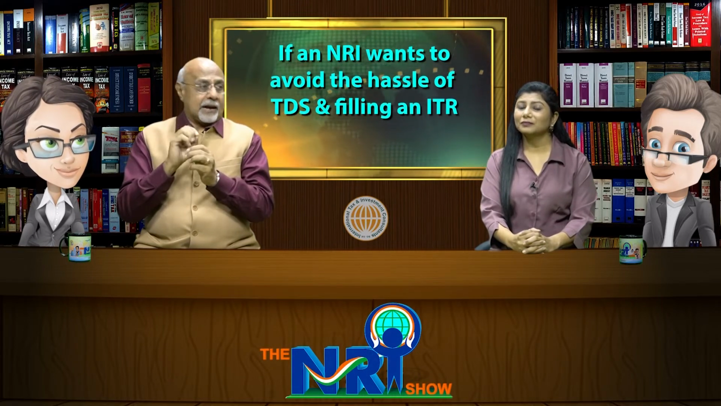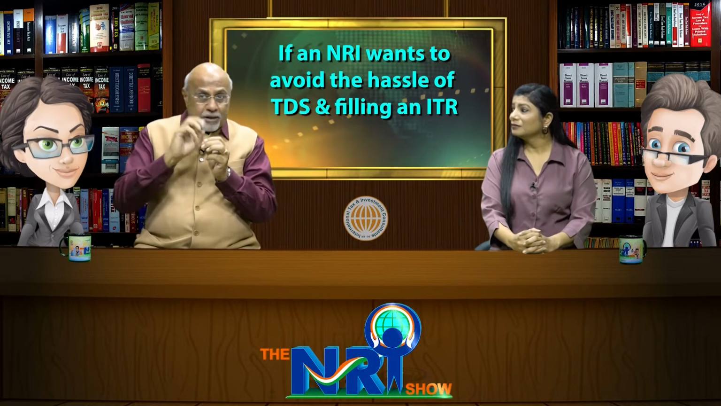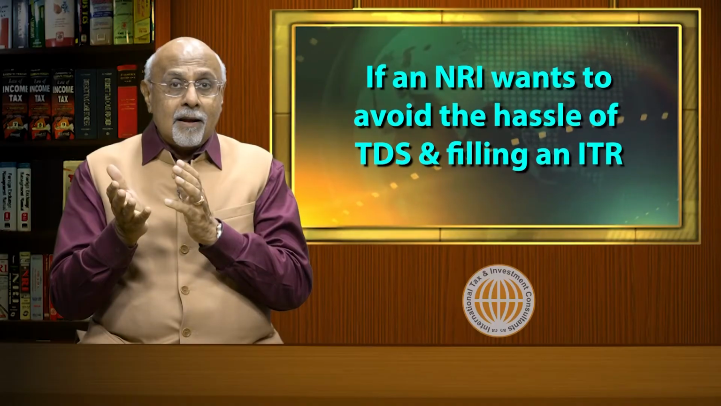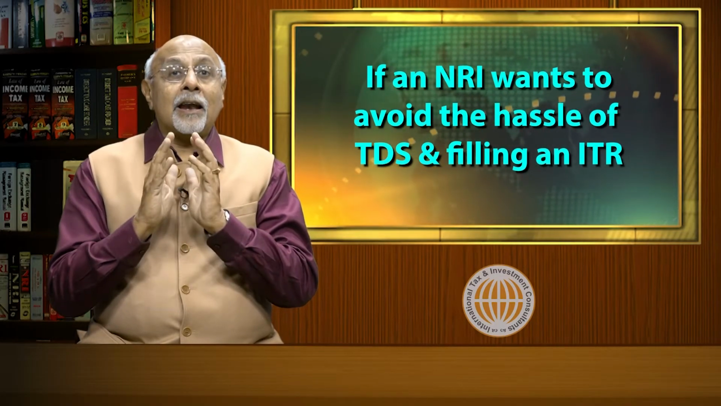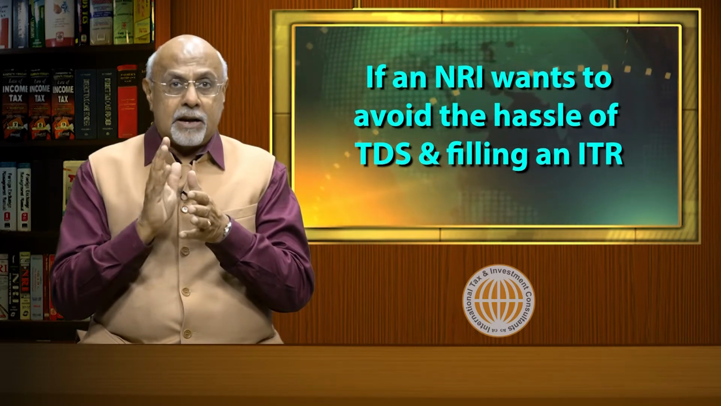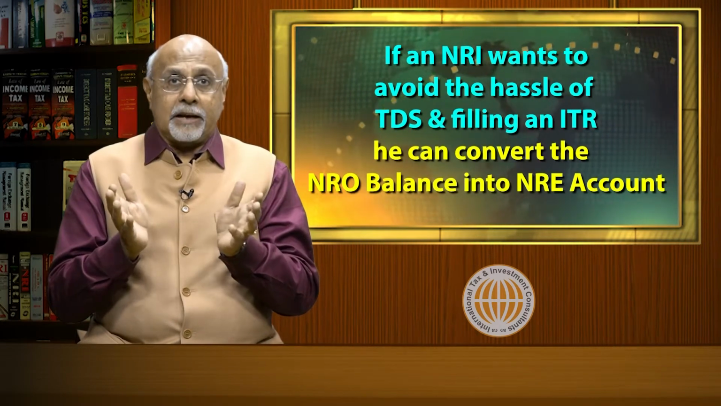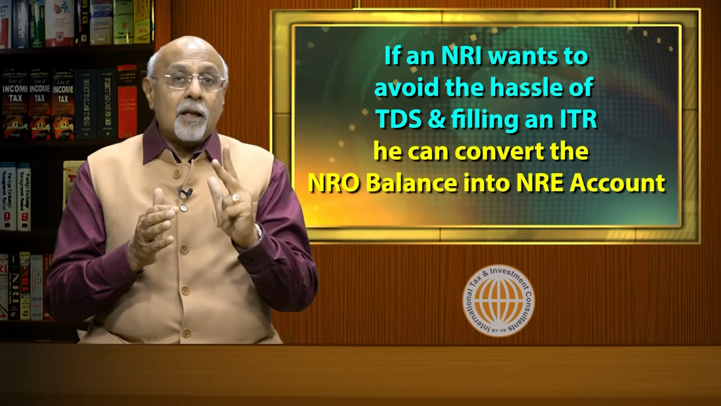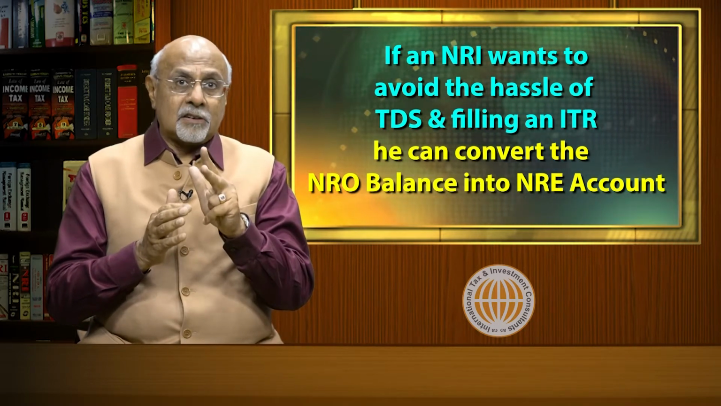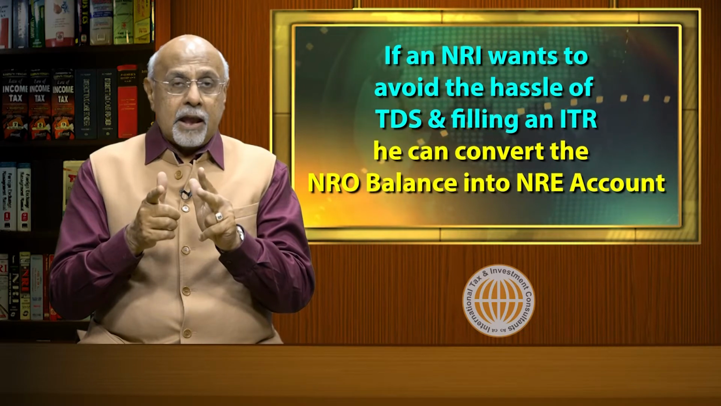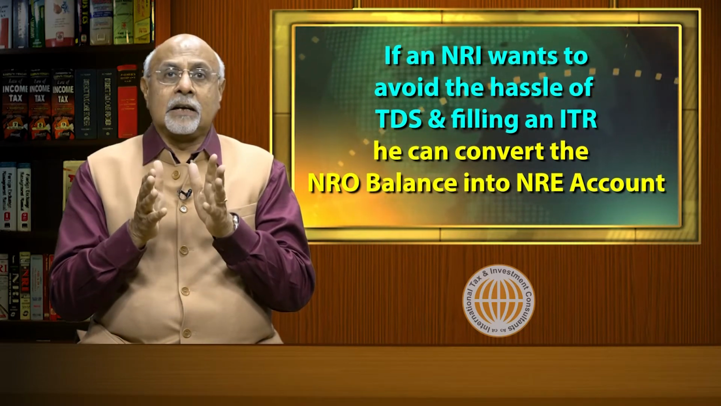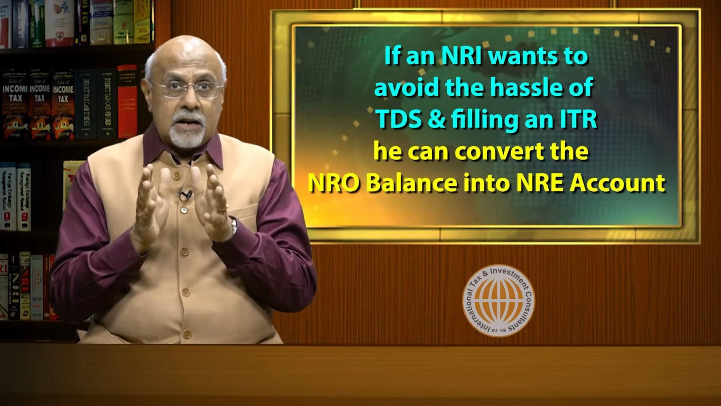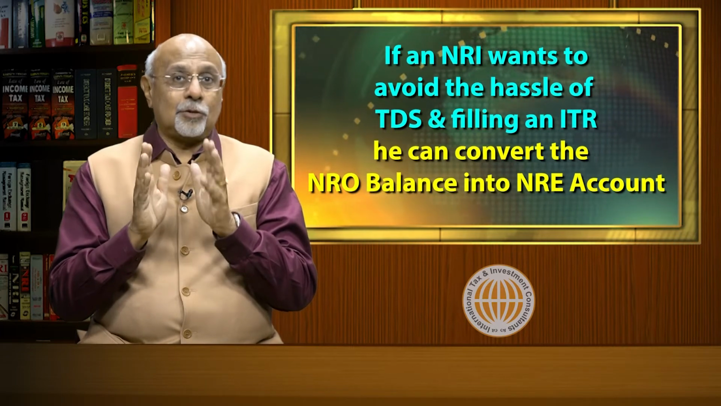Suppose as an NRI, somebody wants to get over the hassle of this TDS at the rate of 30% or filing an income tax return to claim a refund, etc. Well, a smart way to do it is, as we saw in our earlier episode, you can convert your NRO account balance to the NRE account, and the limit for this every year is a very large limit of up to 1 million US dollars, 10 lakhs US dollars.